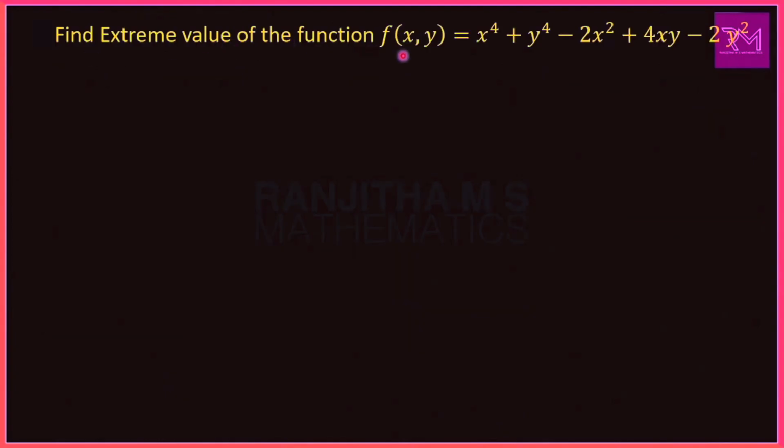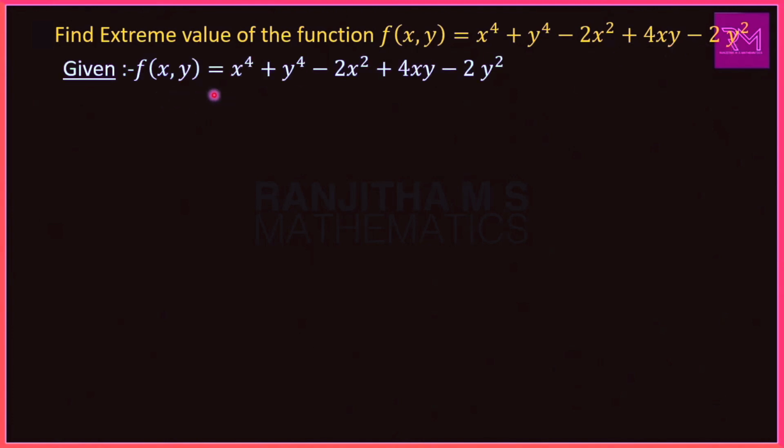Find the extreme value of the function f of x comma y, which is equal to x power 4 plus y power 4 minus 2x square plus 4xy minus 2y square. First take the given problem f of x comma y. Here del f by del x means we have to differentiate f of x comma y partially with respect to x. Hence we have to treat y value as constant.